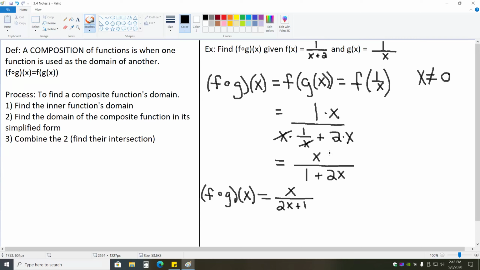Now we do the same thing for the simplified function at the very end. So this x over 2x plus 1, or this x over 1 plus 2x, however you want to look at it, we're going to take this and check if there's anything that causes division by 0 or a negative inside of an even root. In this case, the only thing that will cause it is division by 0. If we took 2x plus 1 and set it equal to 0, we could subtract 1 from each side to get 2x equals negative 1.